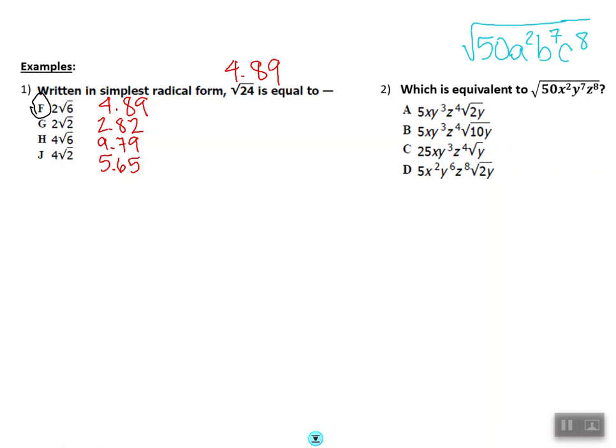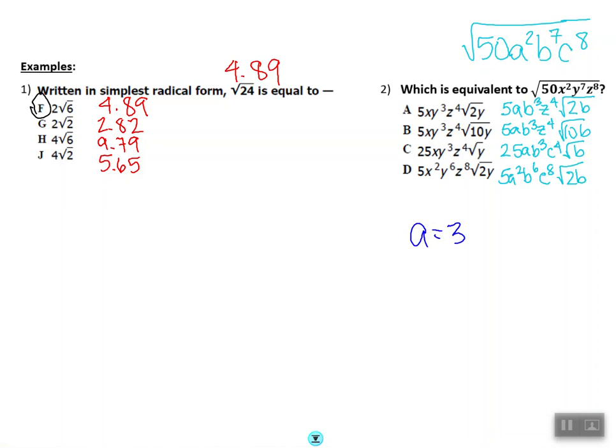And then in my answer choices, I'm going to change all of the x's to a's, y's to b's, and z's to c's. So here are my new expressions. So I'm going to go to Desmos, and I'm going to make a equal 3, b equal 5, and c equal 7.